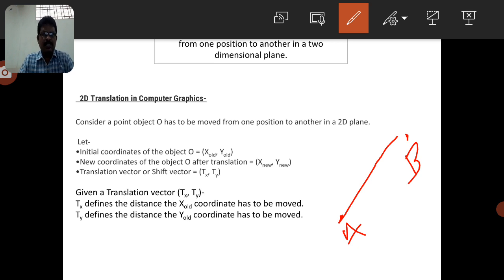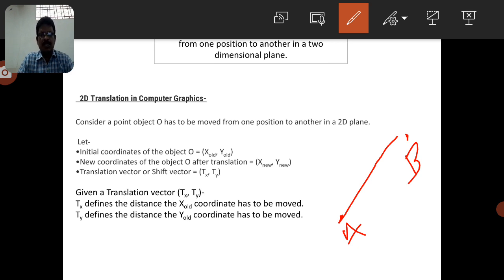The new coordinate of the object O after translation: we apply the translation technique, and based on that we change the initial position to the new position. For the new position, we denote x new and y new. Here we have the translation vector or shift vector, and we have to move along either the x axis or the y axis. In the 2D plane, one is the x axis and the second is the y axis. Translation is possible towards the x axis, and translation towards the y axis is also possible.